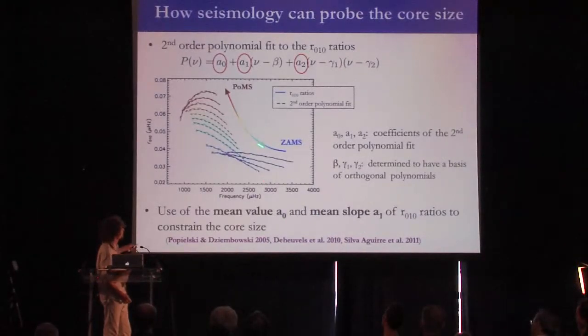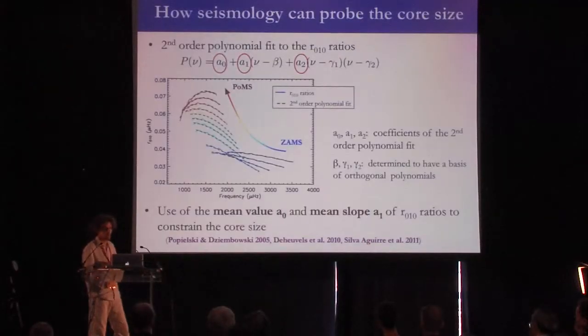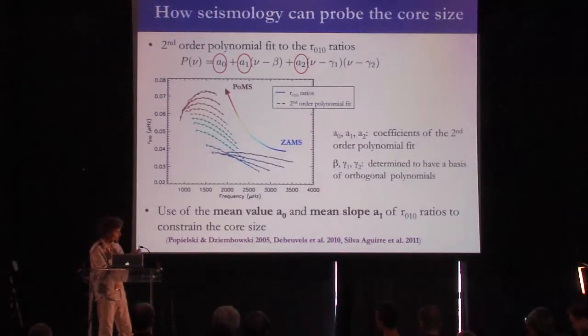So I show here how they evolve with time for a 1.2 solar mass star, from ZAMS to post-main sequence, and you see that the fit to a parabola is quite good. Several studies have already advocated using the mean value of the ratio, which I call here A0, and the mean slope, here called A1, to actually probe the core size. For example, the paper by Victor did this for one Kepler main sequence star and showed the need for an extended core. But those were done for individual stars.